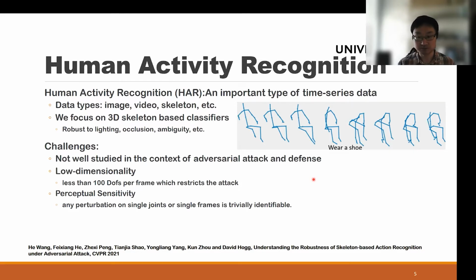The second difficulty has to do with the motion itself and human perception. If you perturb a skeleton motion as you do for images or videos, you normally end up perturbing single joints or single frames. For motions, that would totally disrupt the dynamics of the motion, which would be very visually noticeable, which means your attack is not going to be imperceptible. So those are two typical difficulties when you try to do adversarial attack on skeleton-based motions.